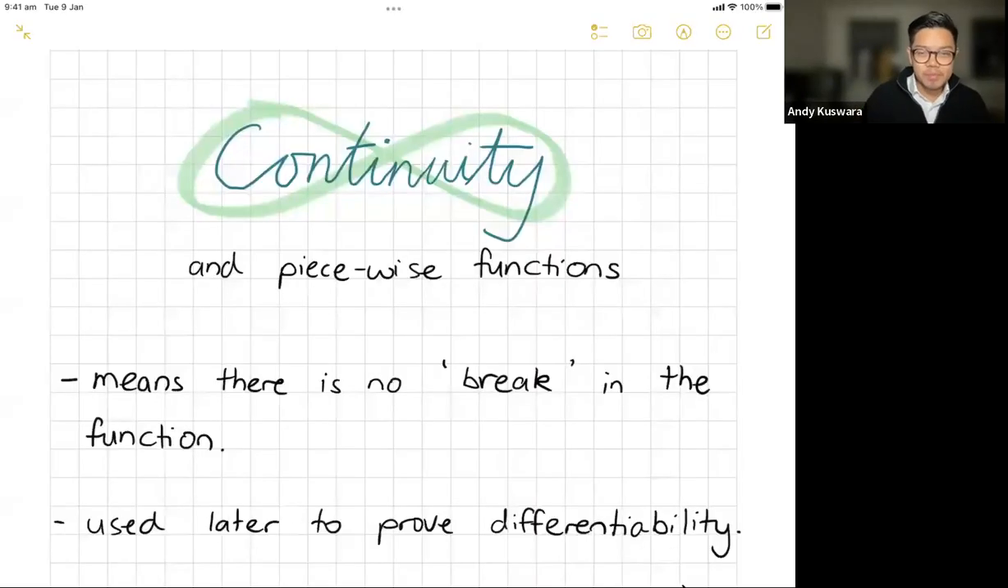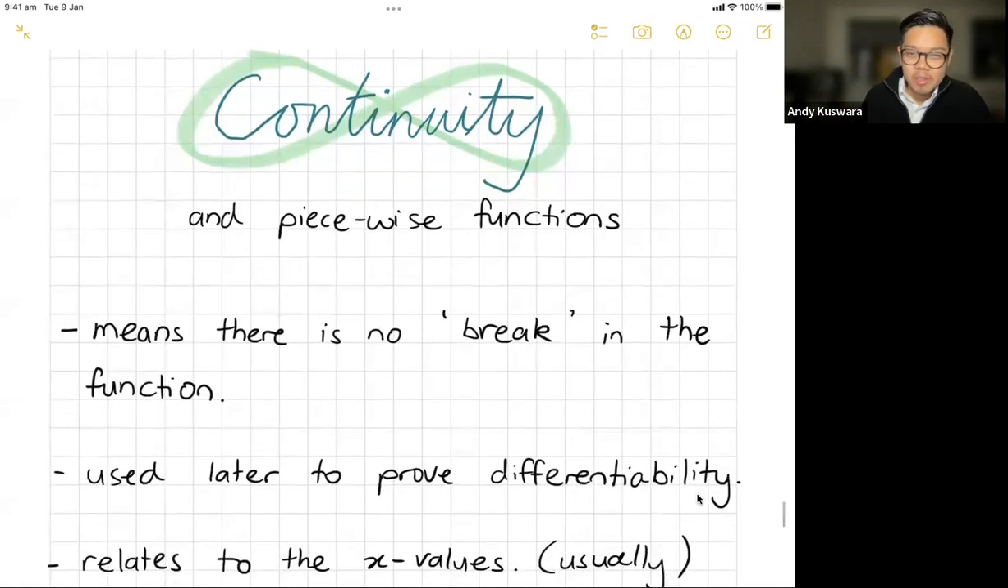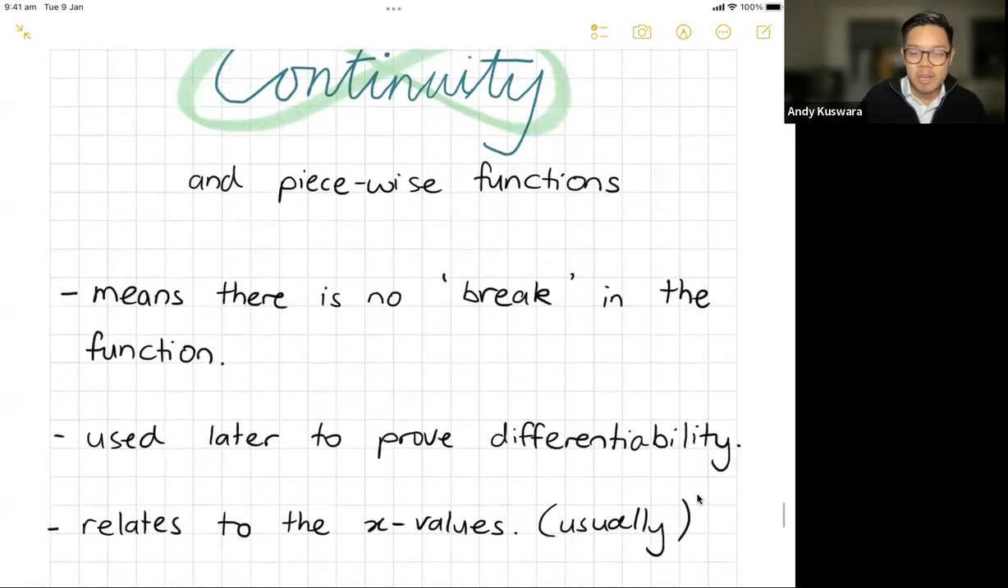Okay, so we've got another video. Today we are talking about continuity. In particular, we're going to be looking at these things called piecewise functions. Continuity sounds exactly how it is: there's no break in the function. We use it later to prove if something is differentiable. And when we talk about continuity, we normally talk about the x values.